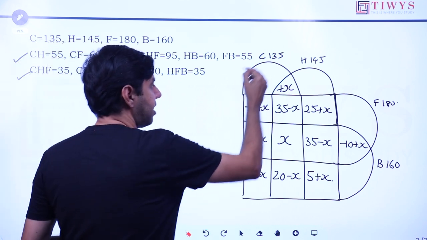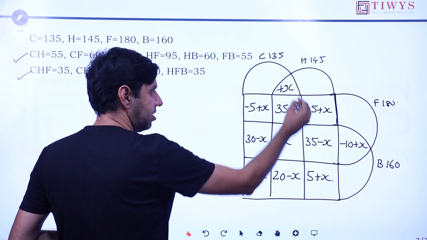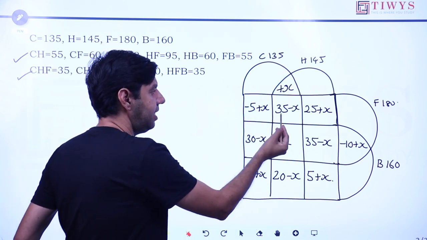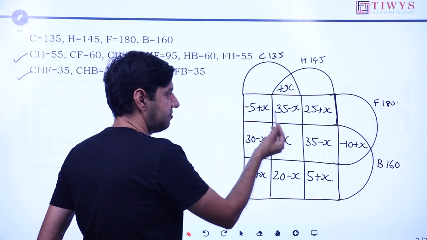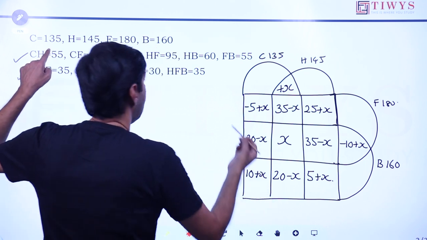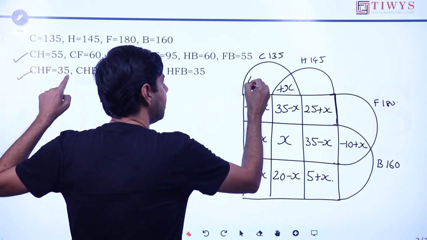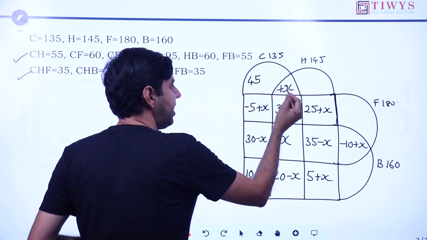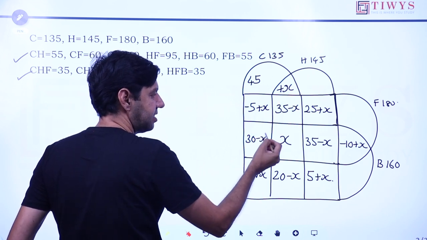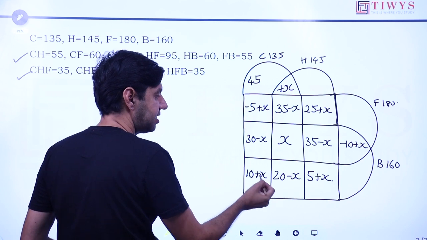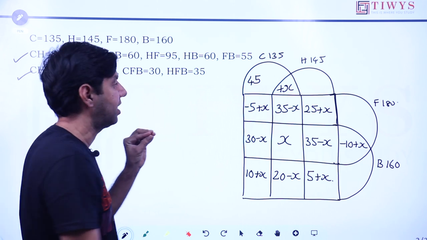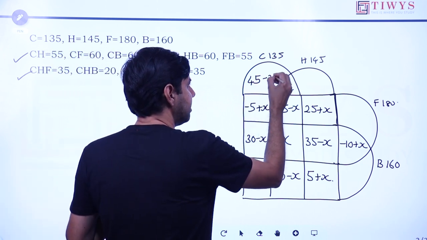Cricket 135. Cricket is this full stuff. This full stuff should add up to 135. Let's see. The numbers 35 minus 5 is 30, 30, 60, 60 and 30, 90. So the number here is 45 and let's look at x. Plus x minus x cancels, plus x minus x cancels, plus x minus x cancels. There's a plus x remaining. I don't want a plus x. I want exact 135. So there's a minus x.